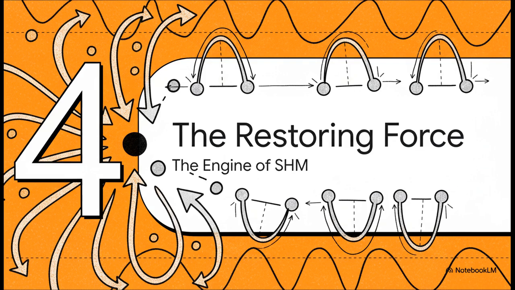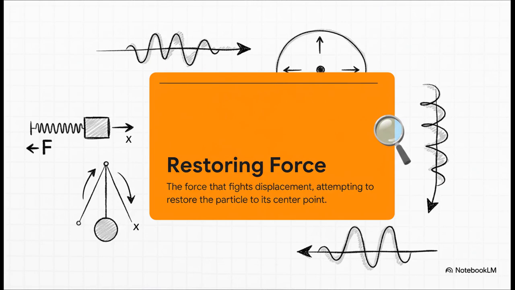So this constant pull, this engine that's driving the whole show, it actually has a special name. And understanding it is the key to unlocking why this whole thing happens in the first place. It's called the restoring force. And for a simple spring, it's described by Hooke's law, F equals negative kx.